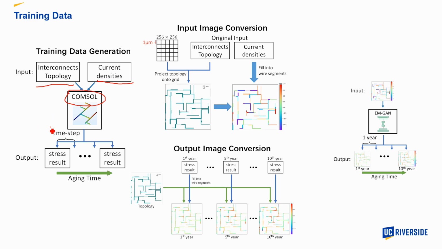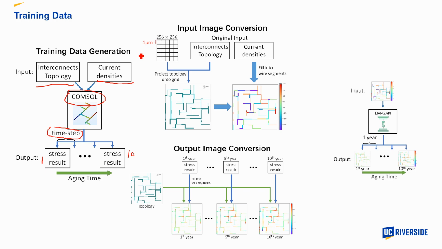In this work, we set the time step to 1 year, and the maximum aging year is set to 10 years. So for each input, the outputs are 10 stress results representing the stress evolution from the first to the 10th aging year. The problem here is that both input and output data are still saved in numerical formats. To leverage the EM-GAN model, we have to convert both of them into images.